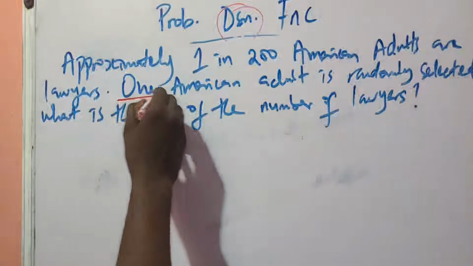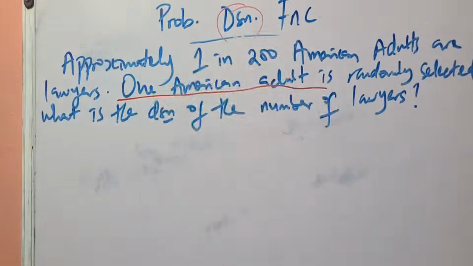One American adult is randomly selected. You can see right here that we are only having one trial. One American adult, one, not two, not three. So your trial number is just one. So one American adult is randomly selected.